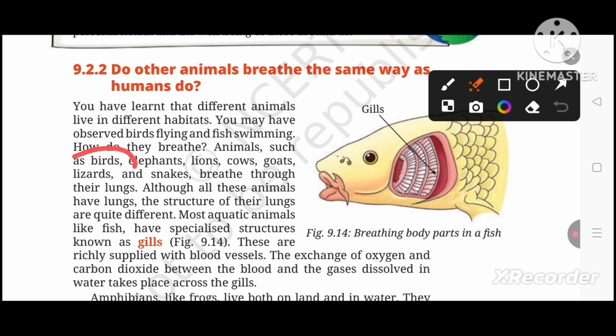Animals such as birds, elephants, lions, cows, and goats, and also lizards and snakes, breathe through their lungs. Although all these animals have lungs, the structure of the lungs is quite different.